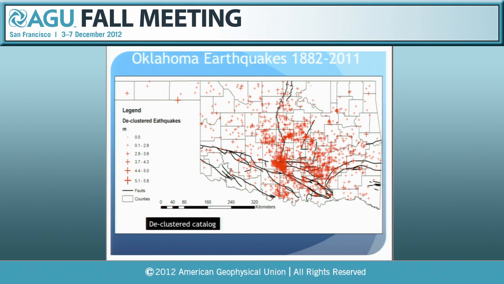Next slide. So this shows the declustered catalog for Oklahoma from 1882 to 2011. Most of the seismicity is concentrated within the central portion of the state and generally is close to, but not directly on, some of the major faults located within Oklahoma. The major faults are shown as the thick black lines on the slide, and the earthquake symbols are scaled by magnitude. The largest earthquakes that occur in Oklahoma are the magnitude 5.5 that occurred in 1952 here, and then the magnitude 5.7 that occurred last year there in Prague.